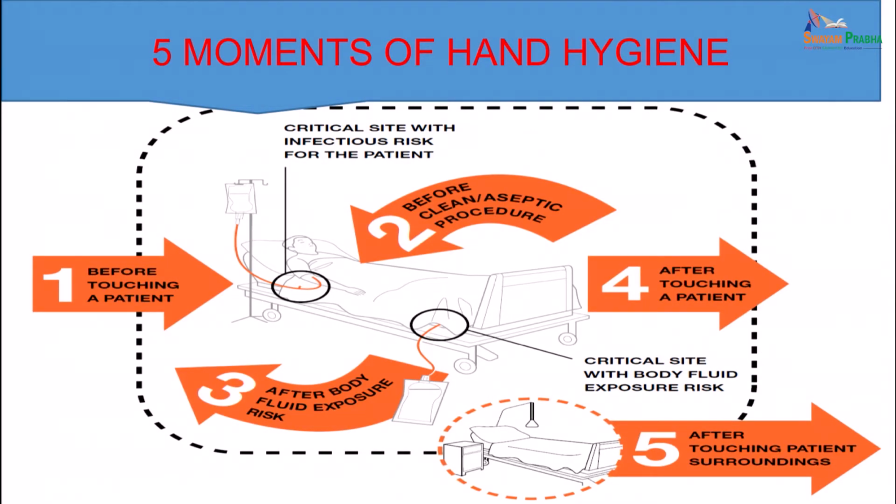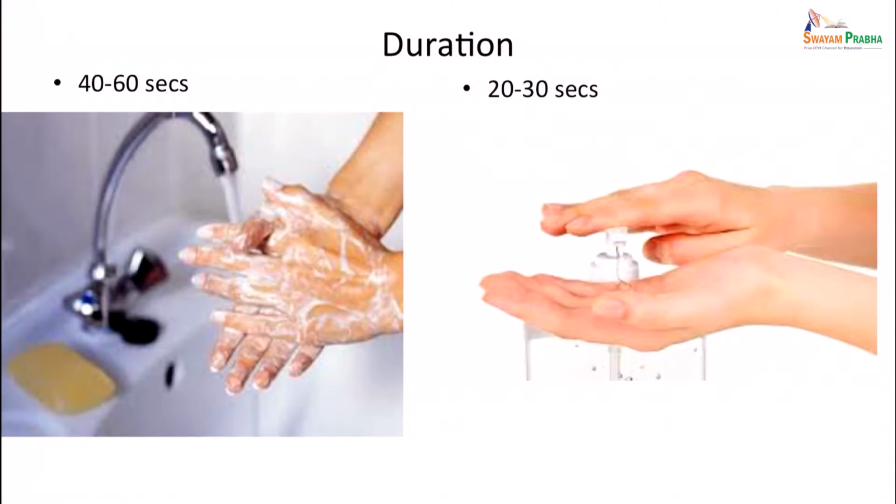There are 5 moments of hand hygiene identified by WHO when you should do hand hygiene when you are near a patient. One is before touching a patient, second is before a clean or aseptic procedure on a patient, third is after exposure to a fluid of the patient, fourth is after touching the patient, and fifth is after touching the patient's surroundings. All these are different moments of hand hygiene which must be followed.